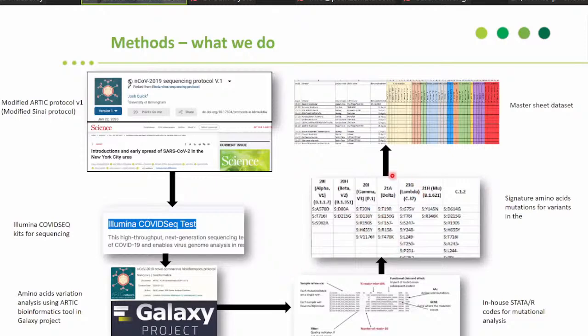How do we do that? We generate a list of mutations that we identify, and those mutations will be called unique or signature mutations. So each variant, whether it's alpha, beta, gamma, or omicron, will have a mutational profile. And we then look into those mutations and identify mutations that were uniquely found in a specific variant. And then we use our own code that was developed in Stata and R to develop this master sheet that has the metadata plus the sequence and the mutations that were detected.